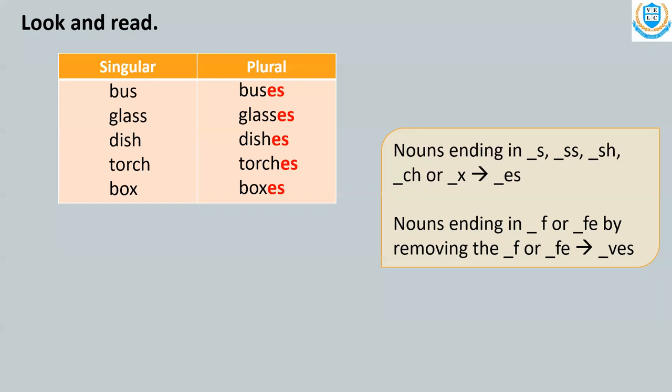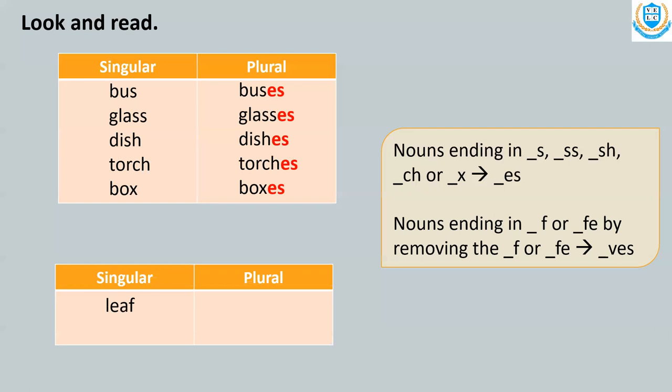So here, I will show you singular and you have to say plural. L-E-A-F, leaf. L-E-A-V-E-S, leaves. And K-N-I-F-E, K-N-I-V-E-S. Yes, good job. But here, there is one exception. There are some exceptions, but I will show you only one.